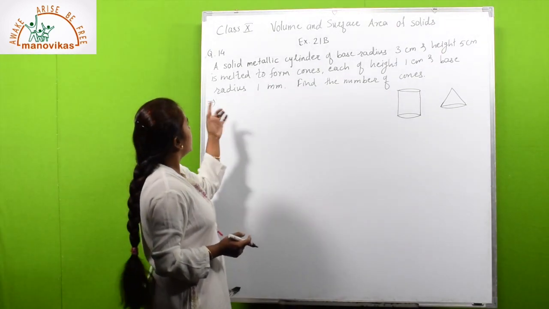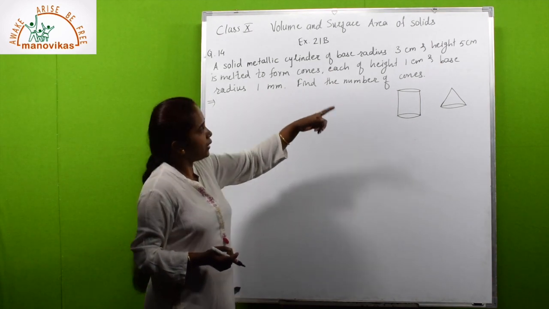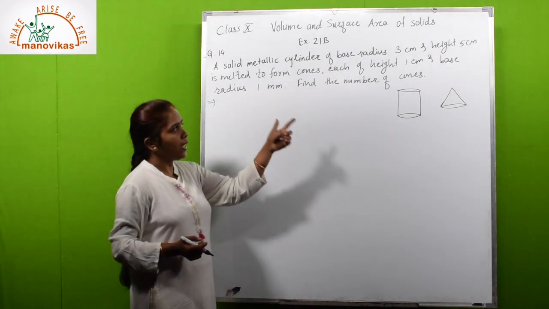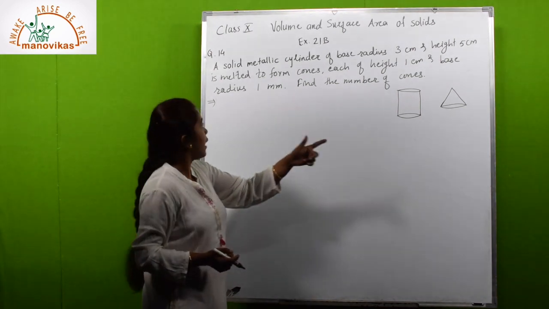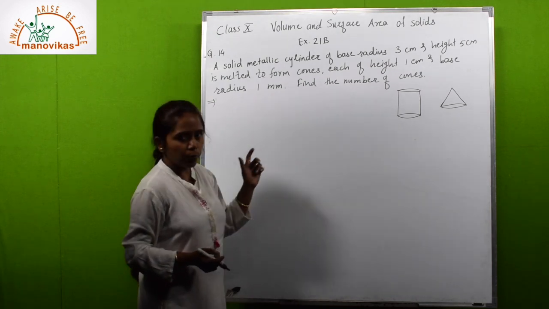Now the next sum is exercise 21B, question number 14. What is the sum? A solid metallic cylinder of base radius 3 cm and height 5 cm is melted to form cones, each of height 1 cm and base radius 1 mm. Find the number of cones.